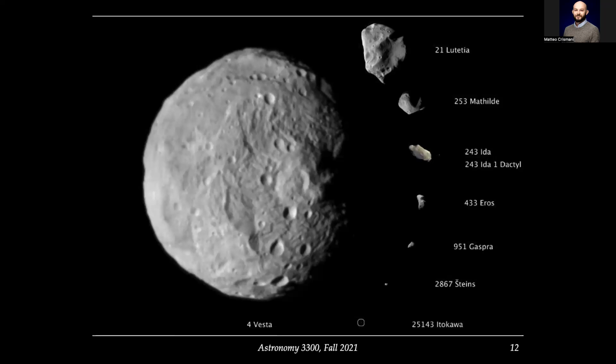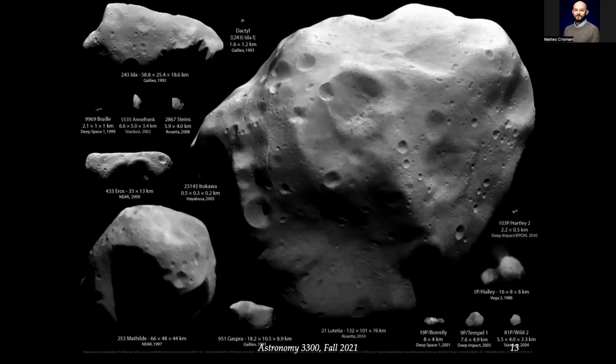Okay, that's as cool as we'll get with asteroids. Oh, okay. All right, there's Dactyl. We zoomed in. There's Ida. Here are the sizes. We went there and saw these things with Galileo, but Galileo flew by. And you can see some other ones here. This is Deep Space One, Stardust, Rosetta. These are all different names of spacecraft and when we visited.